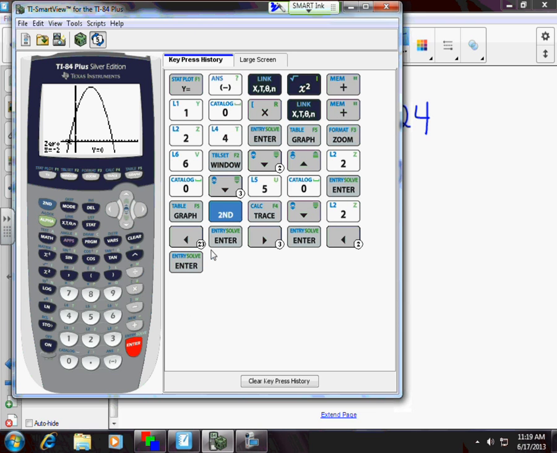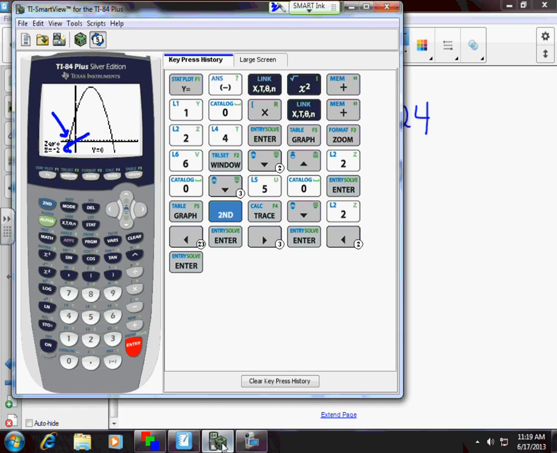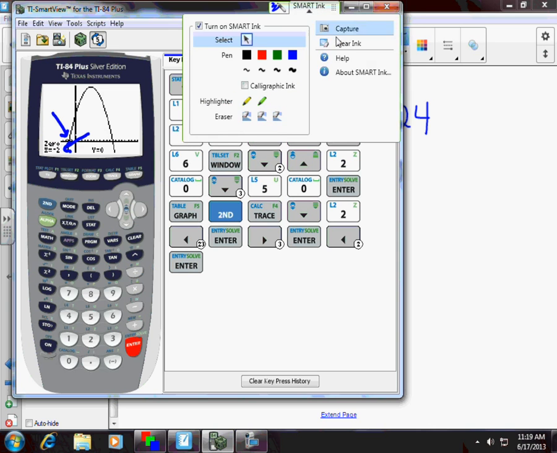And you can see now that the calculator has taken the cursor to that horizontal intercept, and it has given you the solution, x equals -2. So that is one of the solutions. Okay. Now let's find the other one.